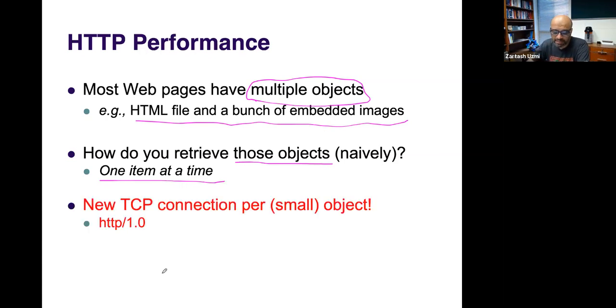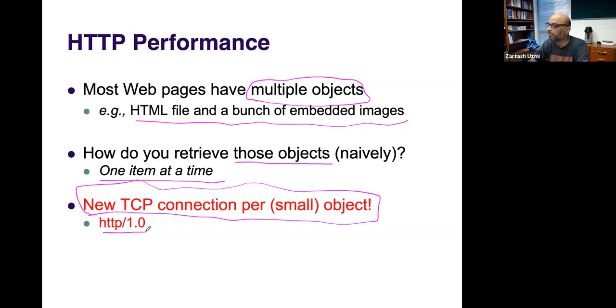So you have a new TCP connection per small object. For every small object, you open a new TCP connection, which was, by the way, the default in HTTP 1.0, the initial version. In HTTP 1.0, this was the standard: every object will come on a new TCP connection. You cannot use the same TCP connection. Obviously that's not a good idea. You establish the TCP connection once, and if you want something from the same server again, why not just use the same TCP connection again? You can just do that.